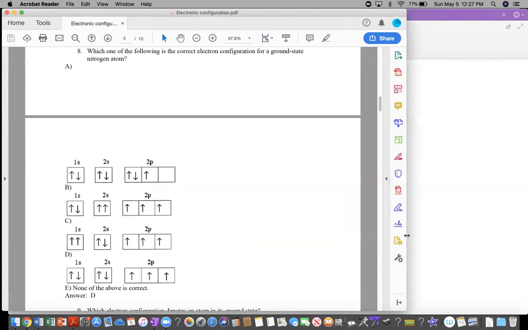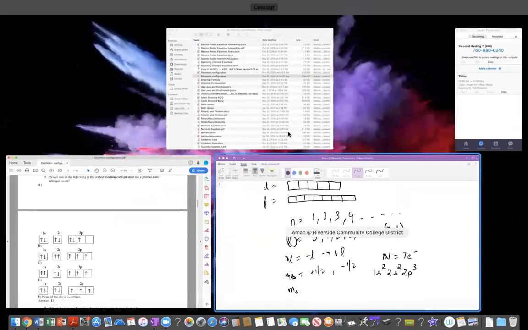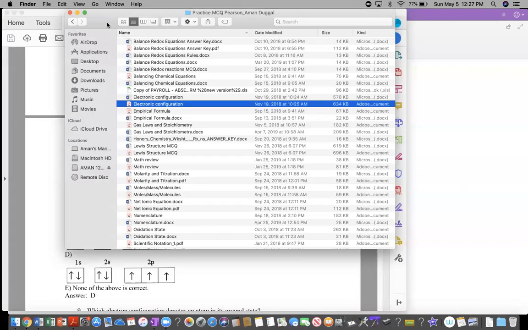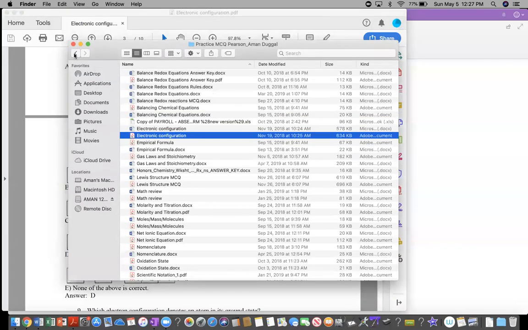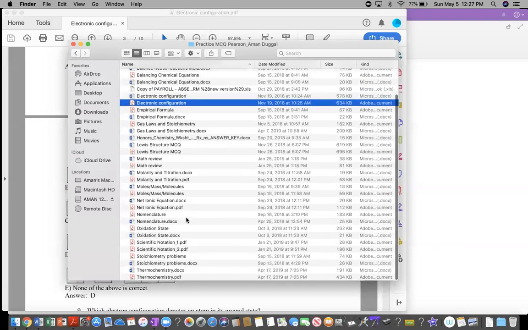Hey, Mon, I have a question on a different worksheet, if that's okay. Sure. It's an older one from the thermochemistry worksheet. The same, multiple choice.